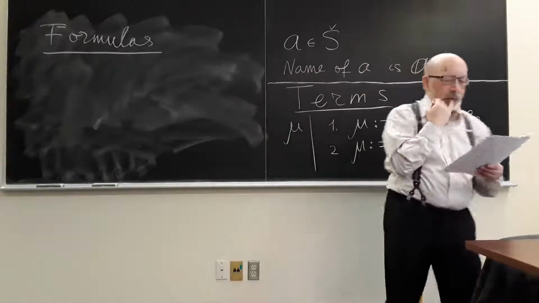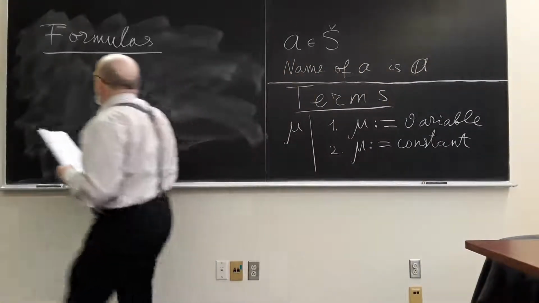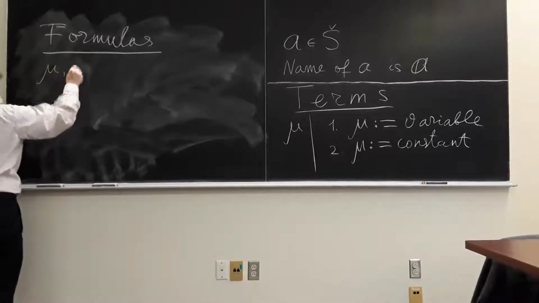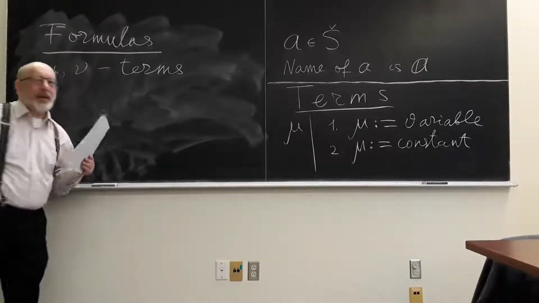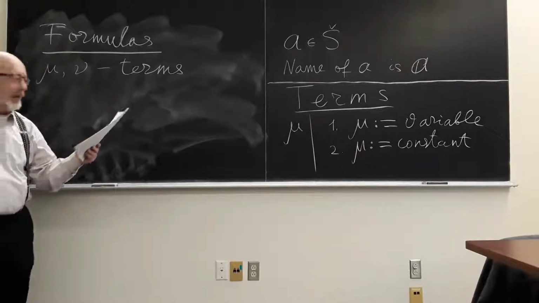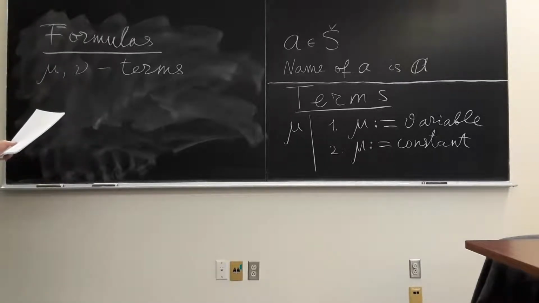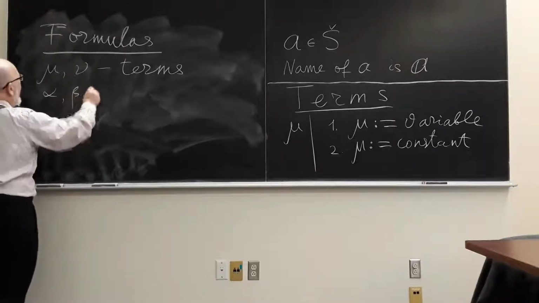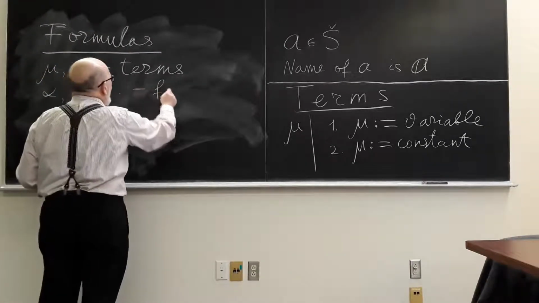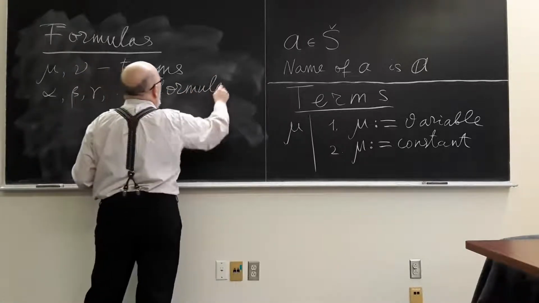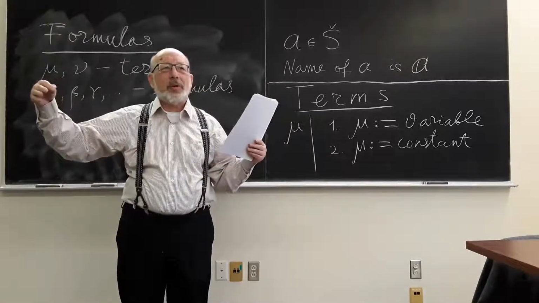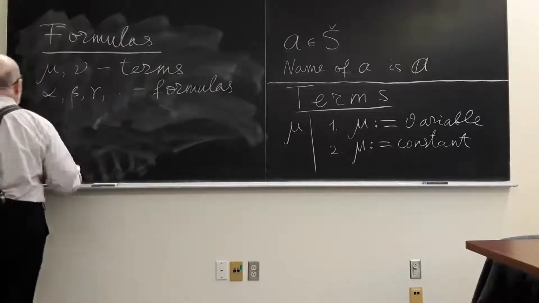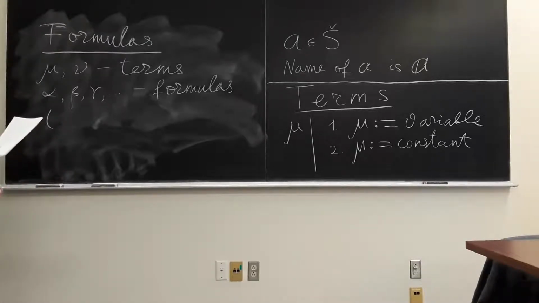Suppose we have terms already, mu and nu are terms as they were defined before. Now, suppose we already have some formulas, say alpha, beta, gamma, and so on. Then we can construct further formulas from this. So the formulas can have the following form.